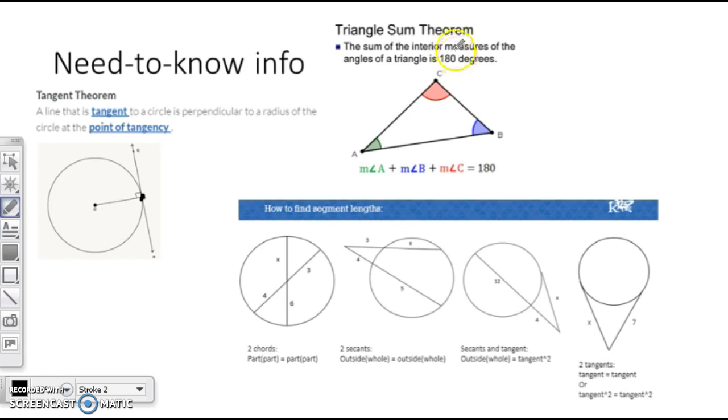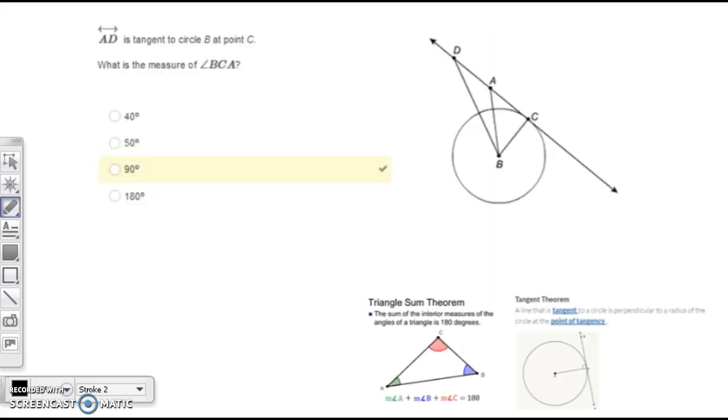You also need to remember the triangle sum theorem, which just says that if you add up all the interior angles of a triangle, they always equal 180. And then the last thing, you need to know how to find segment lengths of chords, secants, and tangents. I think on this quiz, we actually only deal with 2 chords, but I went ahead and put all the formulas there because you need to know all of them. All right, so let's jump in.